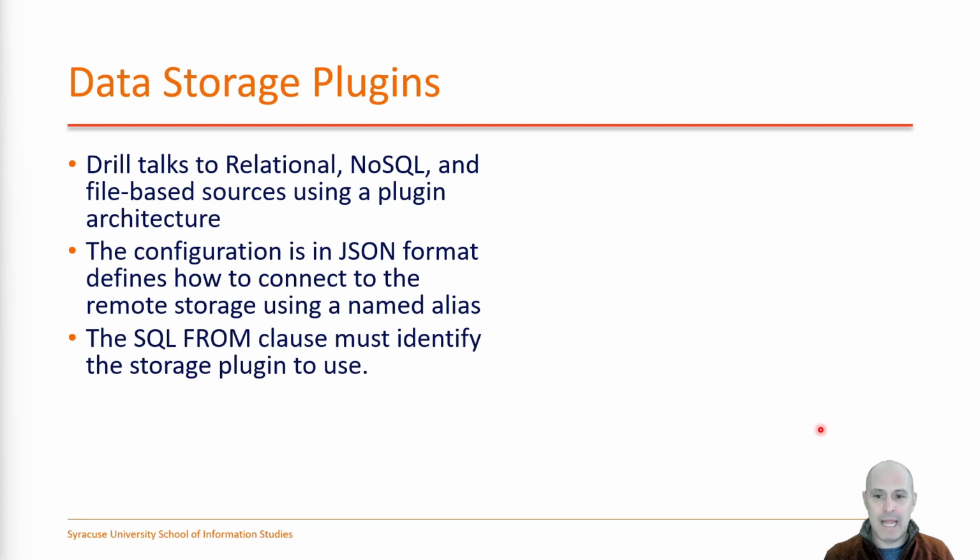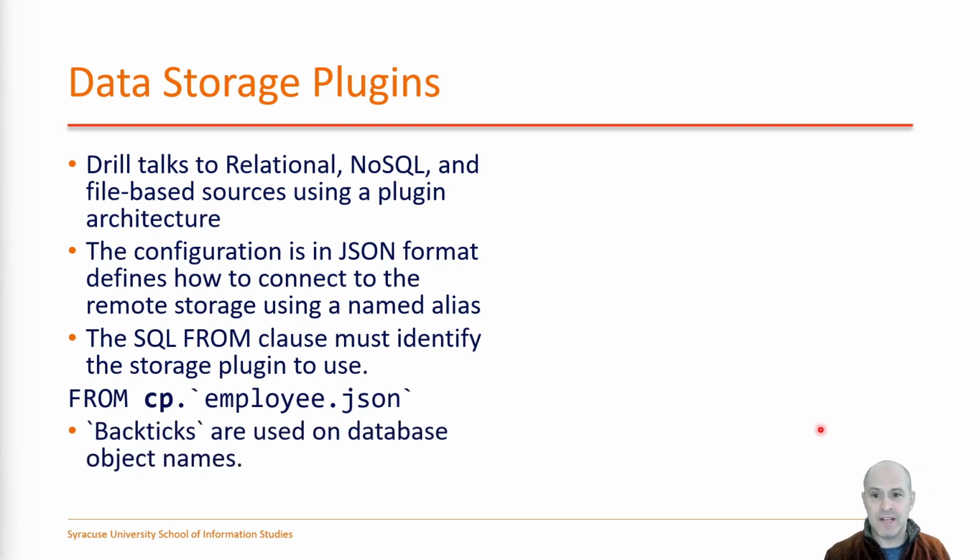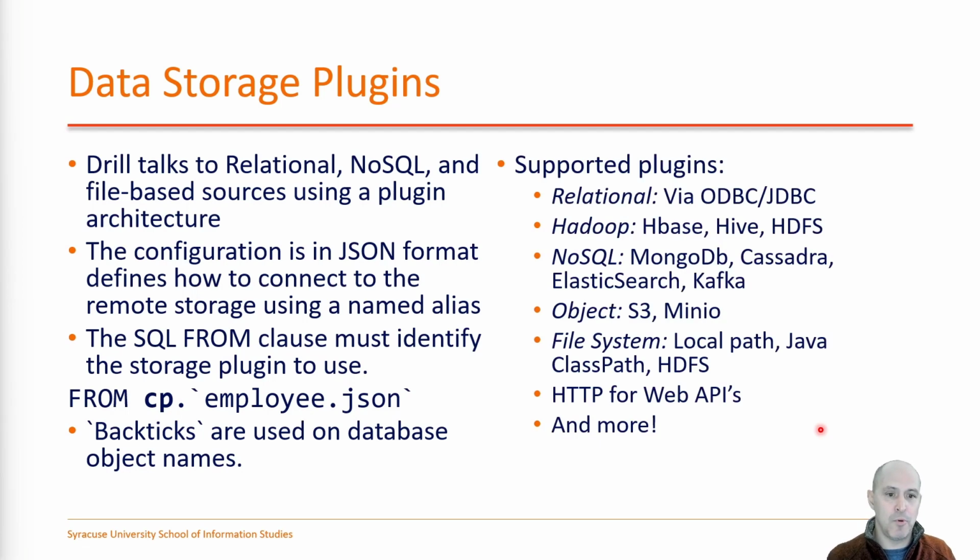And then any options on there end up being usually the table or the schema. So like from CP employee JSON, for example. And then we use backticks on database object names. And here's a bunch of supported plugins. You can query relational, you can query Hive, HBase, and HDFS. In this class, we'll query HDFS. We'll just skip the Hive stuff.